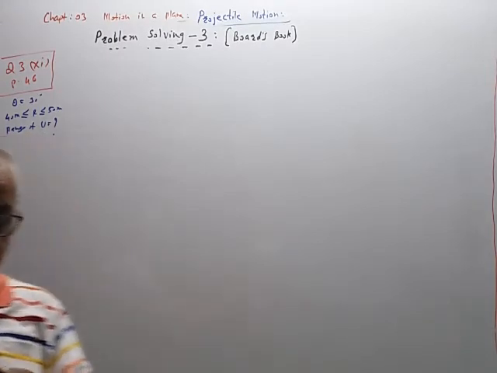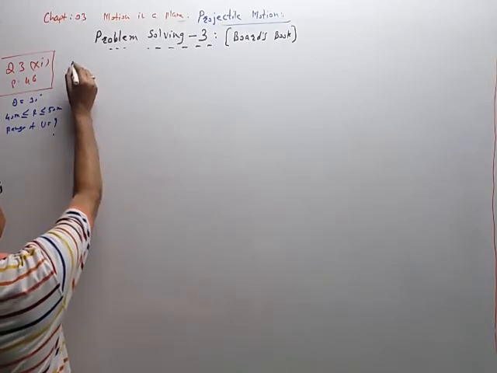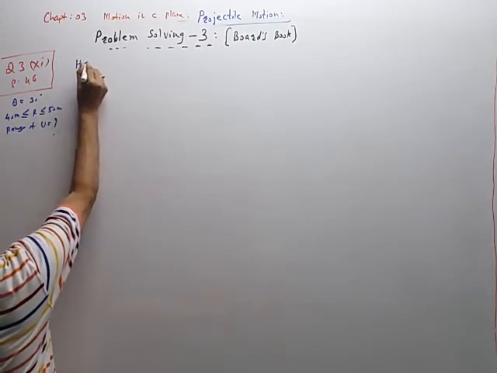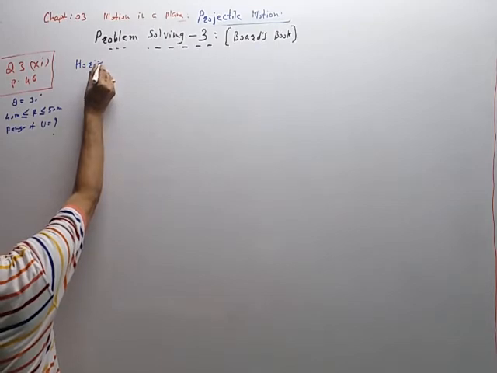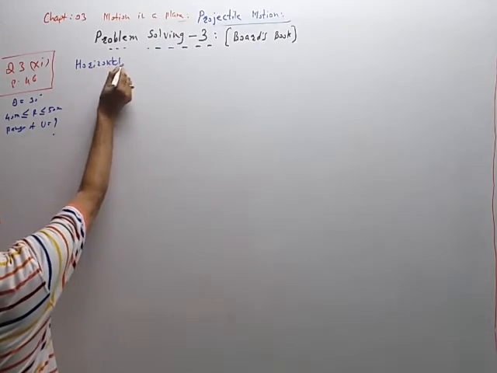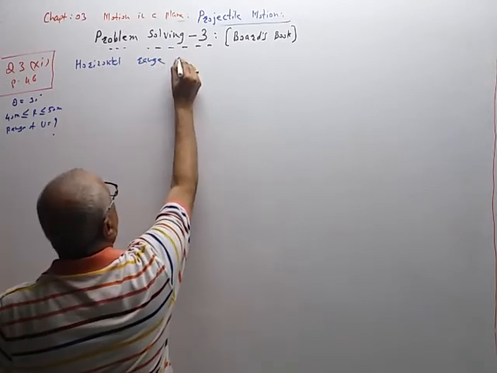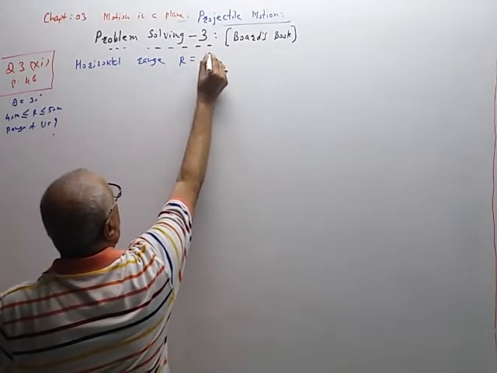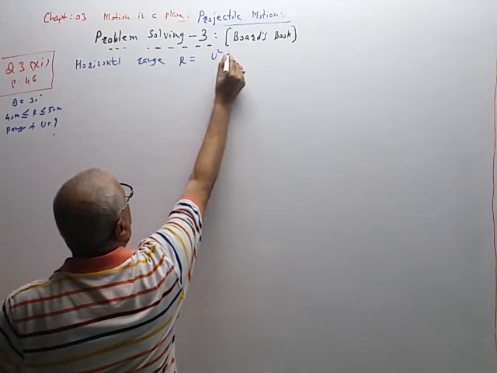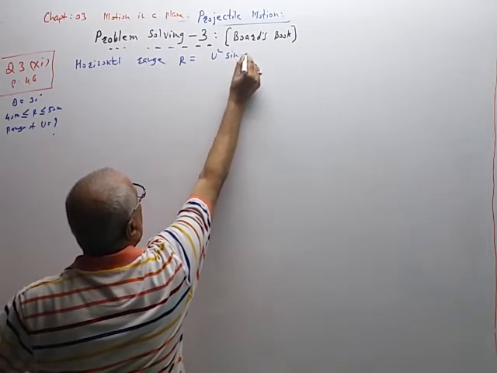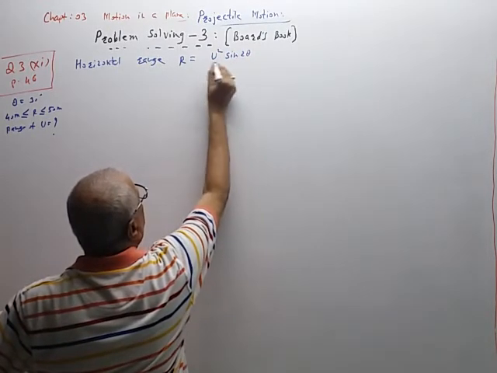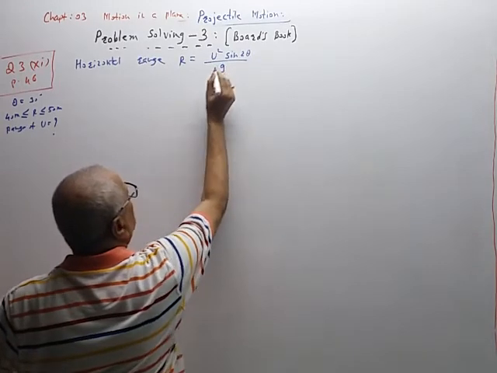So range is given by the horizontal range. Horizontal range R is equal to u square sin of 2 theta upon g.